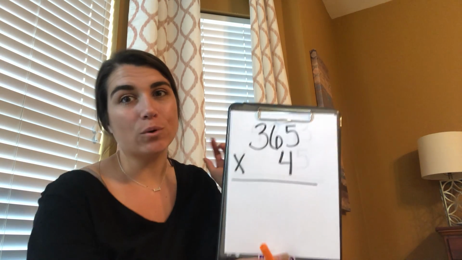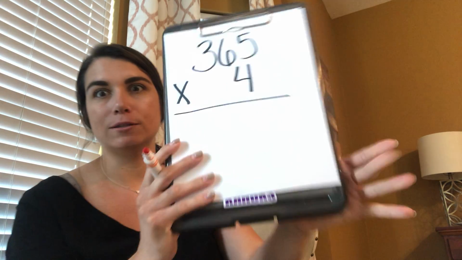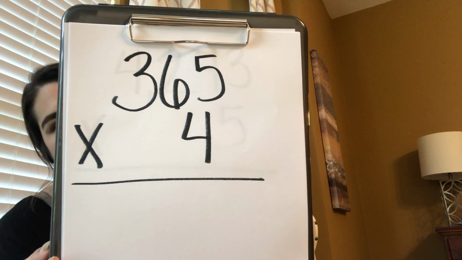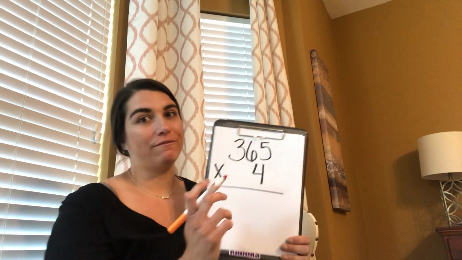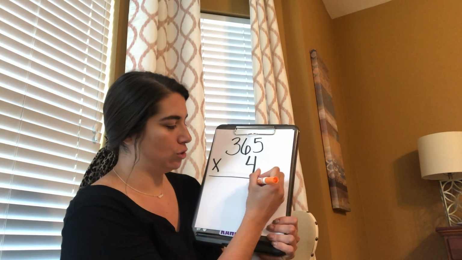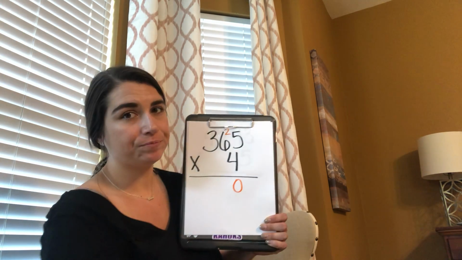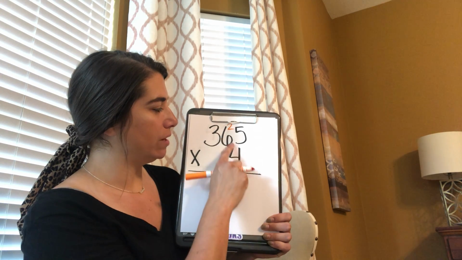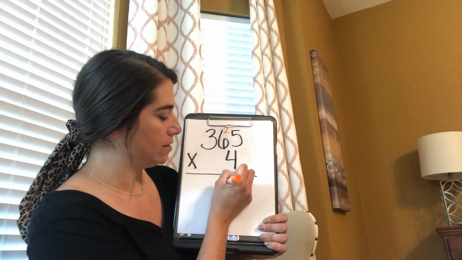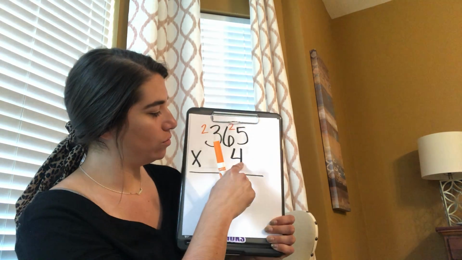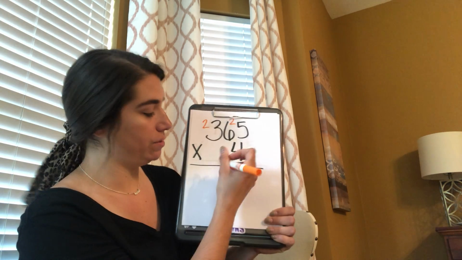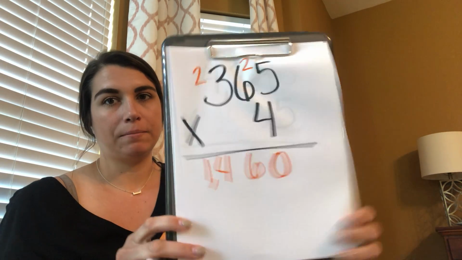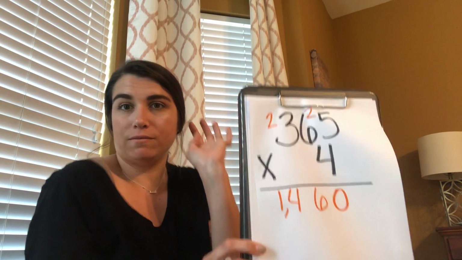365 times 4. Pause your screen and solve. All right, so my first step is taking 4 times 5, which is 20, carrying my 2. 4 times 6, which is 24, and 24 plus 2 is 26. 4 times 3 is 12, and 12 plus 2 is 14. 1,460. Virtual high five if you got that one right.